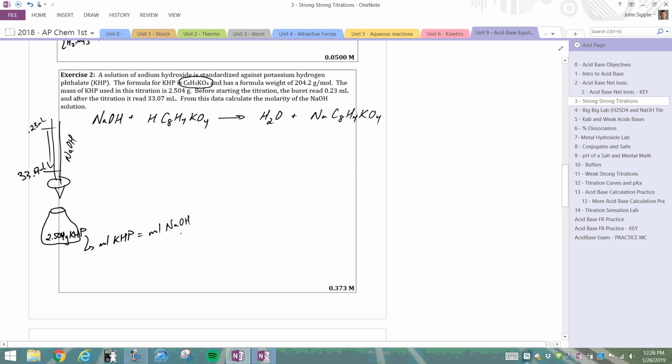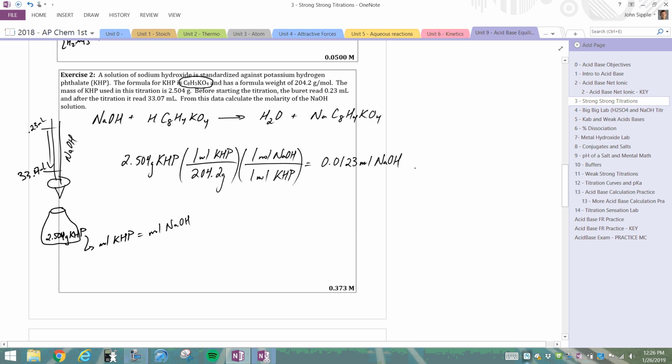Once we know the volume, we have moles per liter. So we're going to use our KHP, 2.504 grams, and put that into moles. 1 mole of KHP is 204.2 grams. And we know the mole ratio between NaOH and KHP is 1-to-1. So now we know the moles of NaOH.